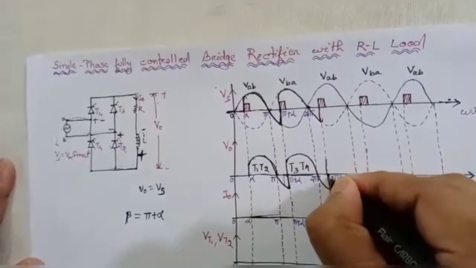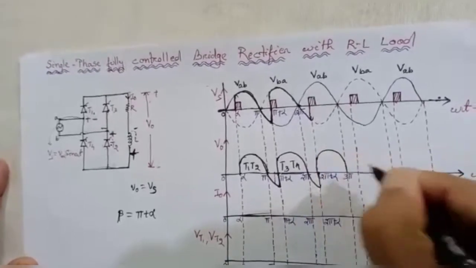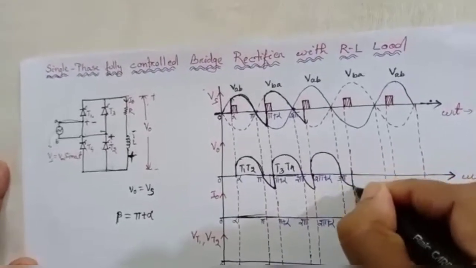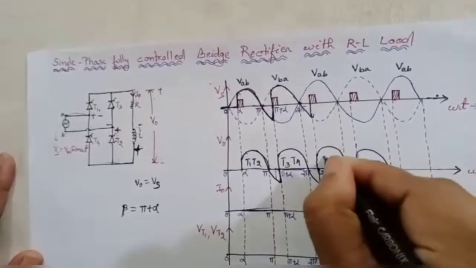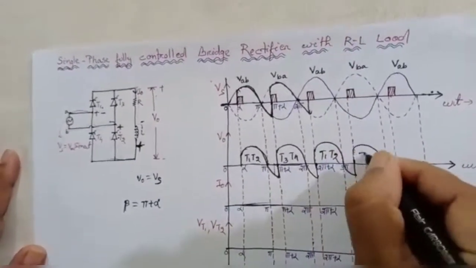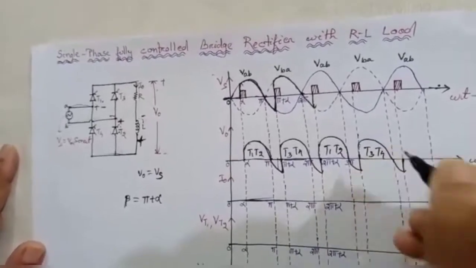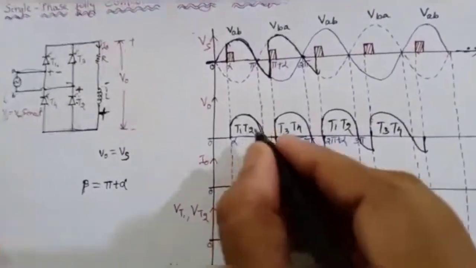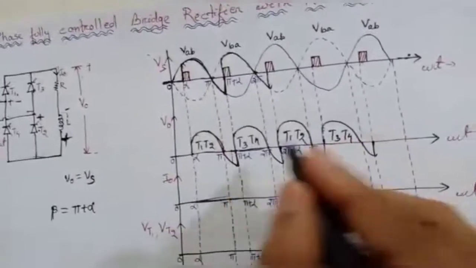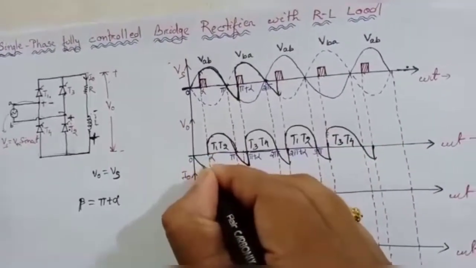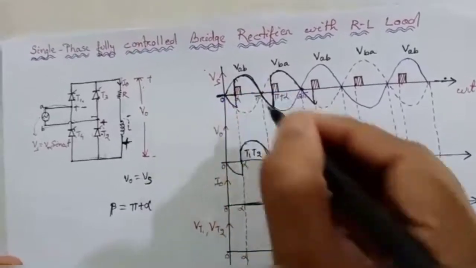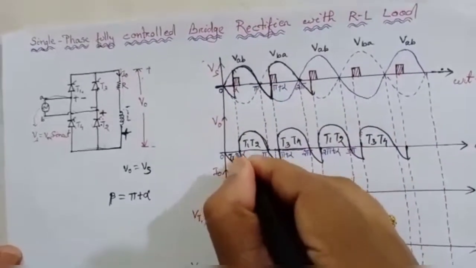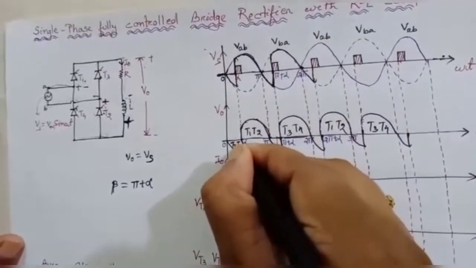Again positive half cycle will come, means VAB is positive. Again at 3 pi plus alpha, VBA is positive. So this is the output voltage waveform. This is for T1, T2. This is for T3 and T4. Then we are assuming it is a continuous conduction. So this initial portion also we will get this negative voltage due to the turning on of T3 and T4.